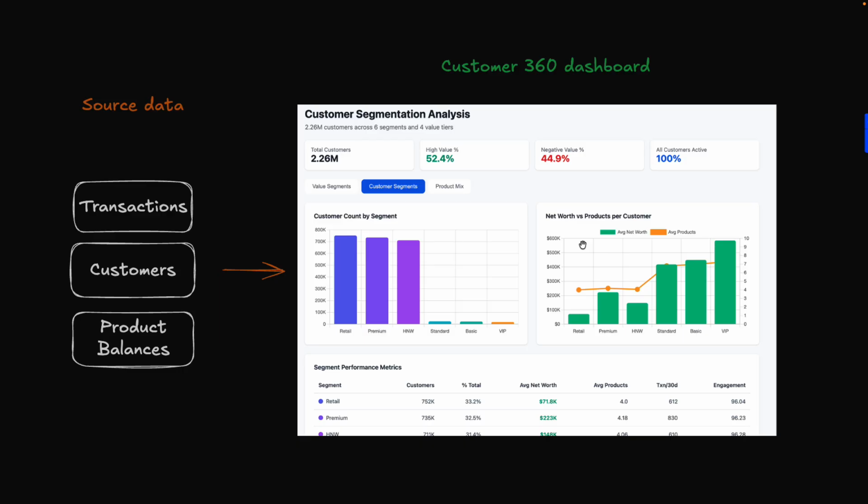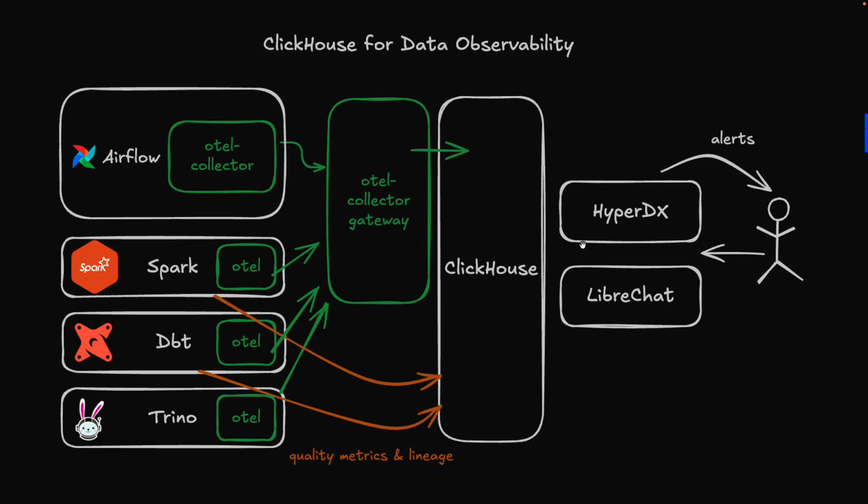So how do we collect the signals? We capture Airflow, Spark, dbt, and Trino telemetry using OpenTelemetry. And we use the Great Expectations framework to run the quality checks and report it back to ClickHouse. These signals flow in real time to ClickHouse, and we use HyperDX, which is a purpose-built front end for exploring and visualizing observability data. We use LibreChat also for our ad hoc conversational investigation.